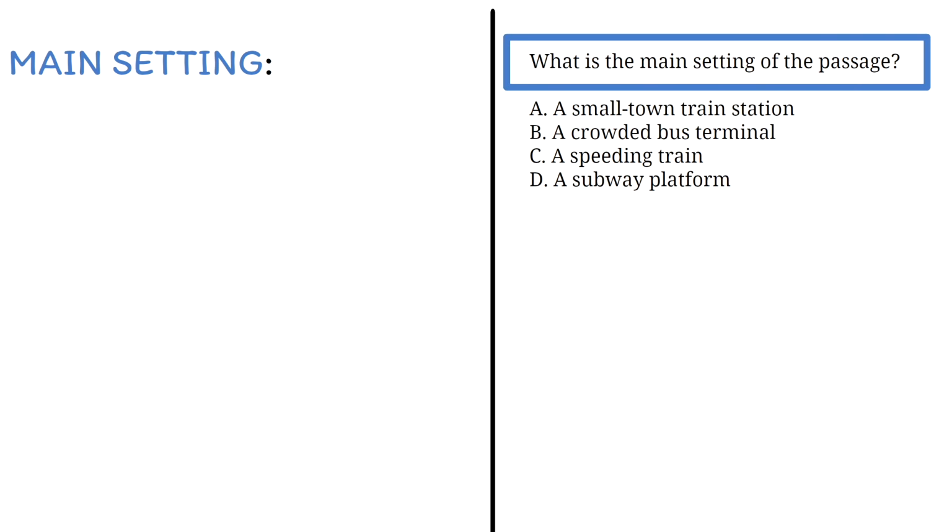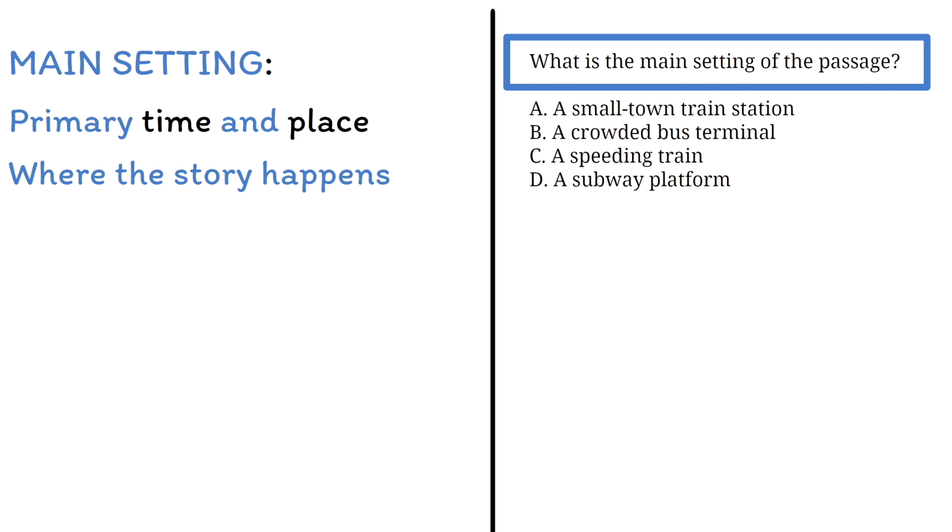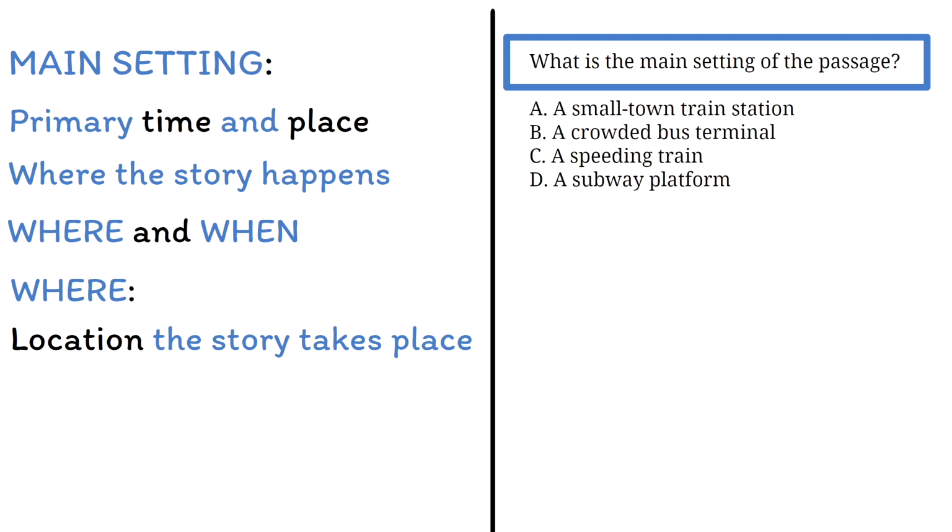Now, a main setting refers to the primary time and place where the story or passage happens. A main setting is where most of the action takes place. The main setting of a passage is the where and the when of the story. The where is the location the story takes place most of the time, and the when is the time the story takes place.